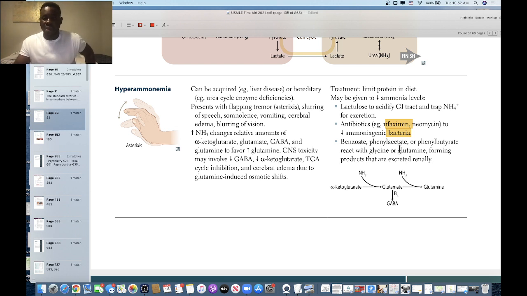Now, benzoate, phenylacetate, and phenylbutyrate react with glycine and glutamine, forming products that are excreted renally. This is not a high yield information.